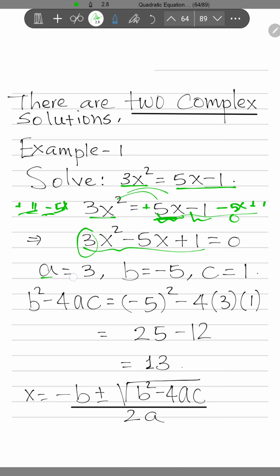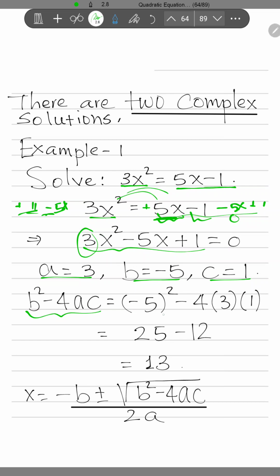What we have here, A is 3, B is minus 5, C is 1. So what is B squared minus 4AC? The discriminant value is an important value that gives us a clue of what is going to happen in the solution sets. Will it be one real solution? Will it be two real solutions, or will it be two complex solutions? That will be determined by getting the value of b squared minus 4ac, which is the discriminant.